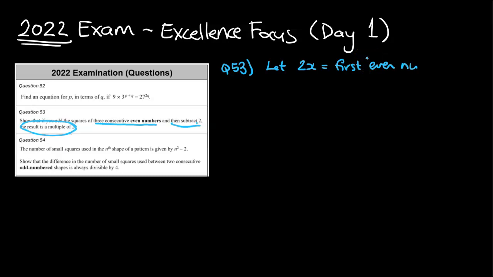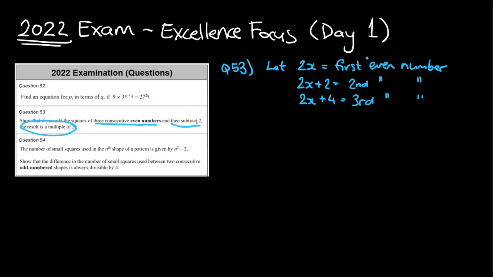Even number. Forgive me for that small pause, my pen had a bit of a glitch. The next even number would have been 2x plus 2, so that's going to be the second even number. And then 2x plus 4, that's going to be the third even number. So we've got all that.